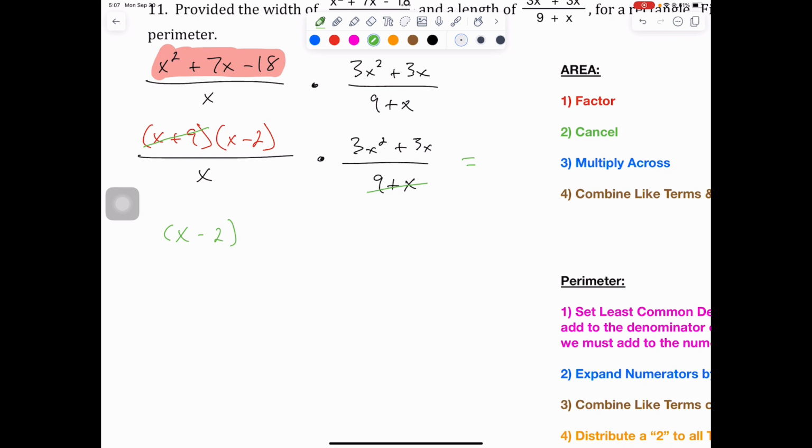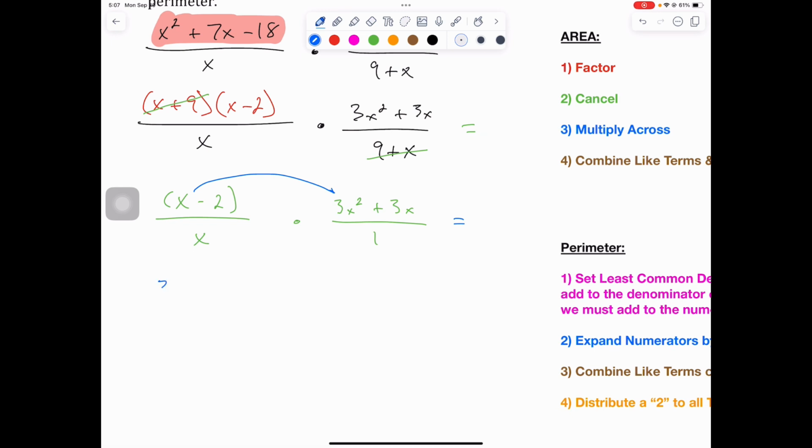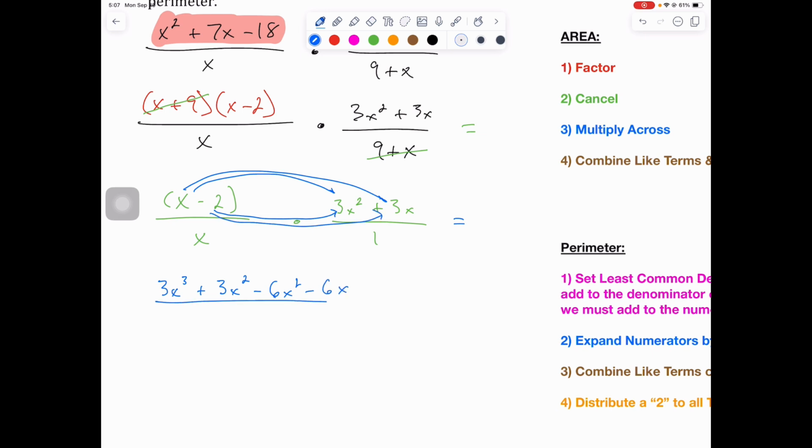All right, so this is going to be set equal to, we're going to take our x minus 2 over x times 3x squared plus 3x over 1. We're going to multiply across and then set it equal. So x times 3x squared gives us, wonderful work, 3x cubed, or 3x to the third power. x times 3x gives us, wonderful work again, 3x squared. Negative 2 times 3x squared gives us a negative 6x squared, and negative 2 times 3x gives us a negative 6x, and x times 1 is still just x.